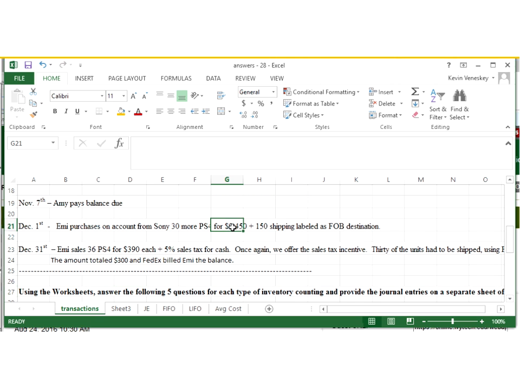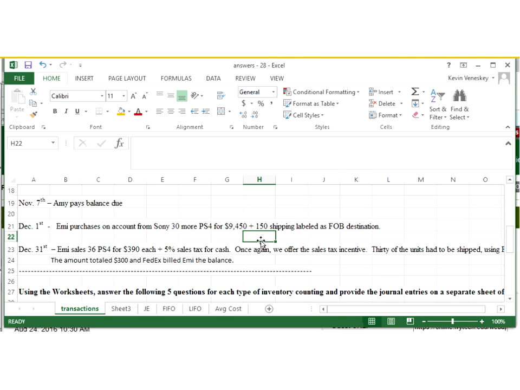EMI purchases on account 30 more inventory items for $94.50. There are shipping costs that usually go along with it. However, those shipping costs are labeled FOB destination. So remember, that's free on board to me, the buyer, all the way until it gets to my house, or the destination. So therefore, those $150 costs aren't my problem.